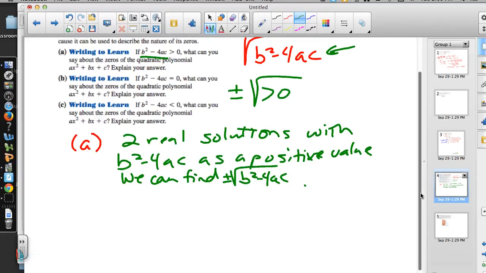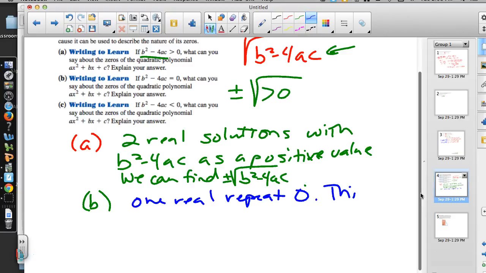B says, how about if it comes out to be 0? All right, so you do your little b squared minus 4ac, and it comes out to be 0. Well, that again is because it's hitting the x-axis. It's a tangent at that point. So you get one real repeat 0. This is because plus or minus the square root of 0 is just 0. So we get one real repeat 0.